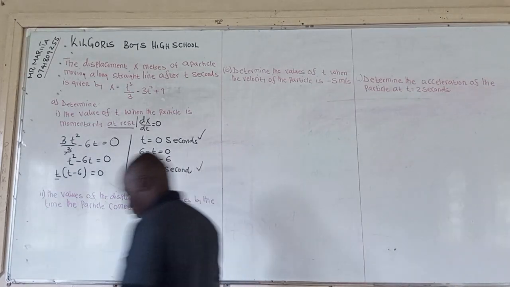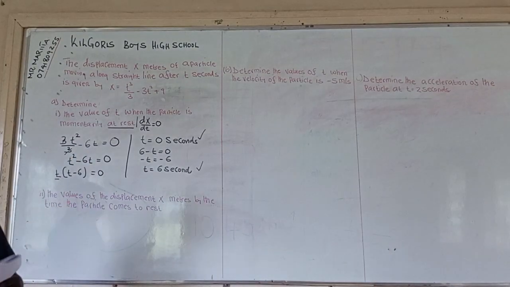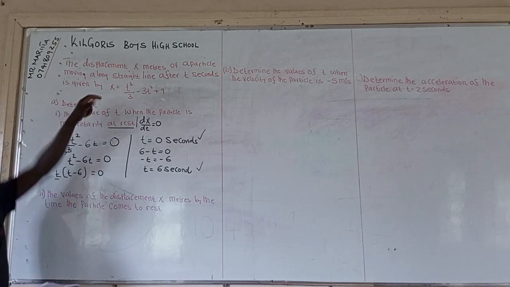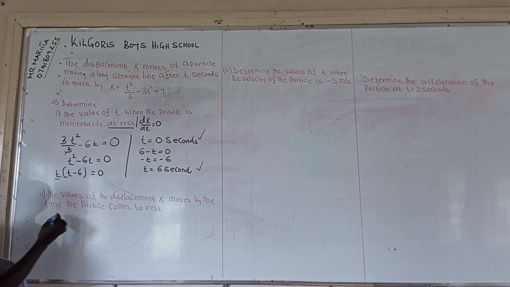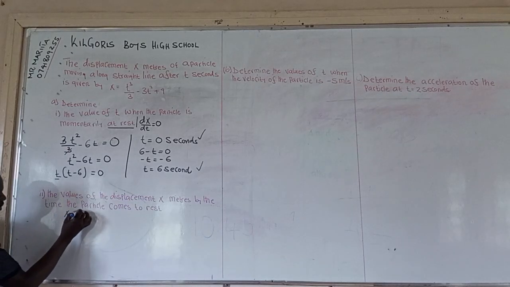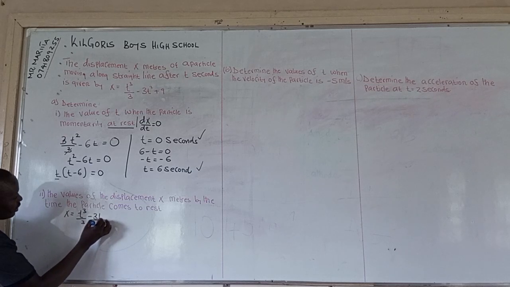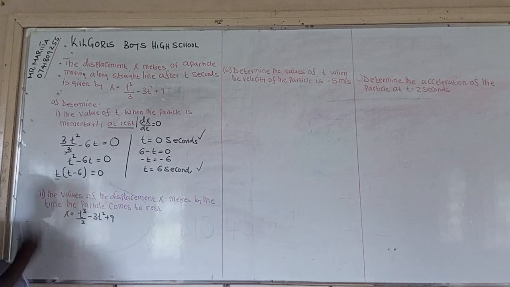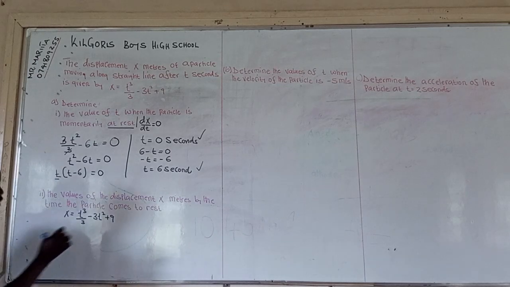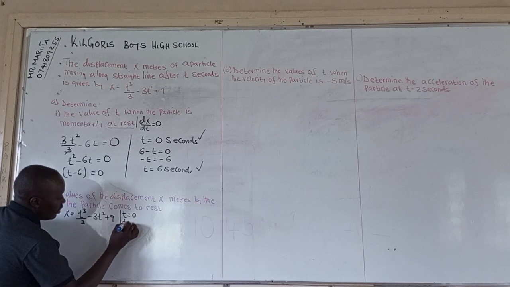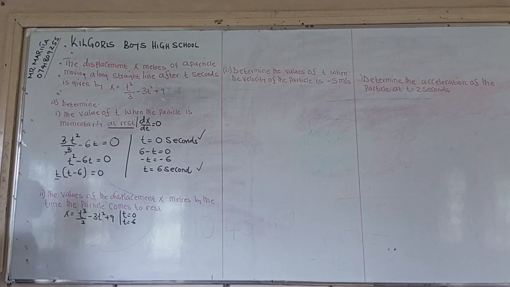The values of our displacement x meters by the time the particle comes to rest. So the values of x when the particle comes to rest, we understand that x is t raised to power 3 all over 3, minus 3t squared, plus 9. So at rest we have two values of t: t is equal to 0, or t is equivalent to 6 seconds.